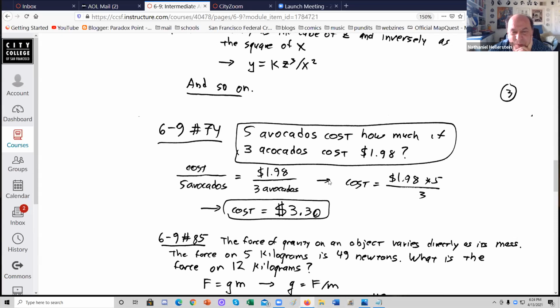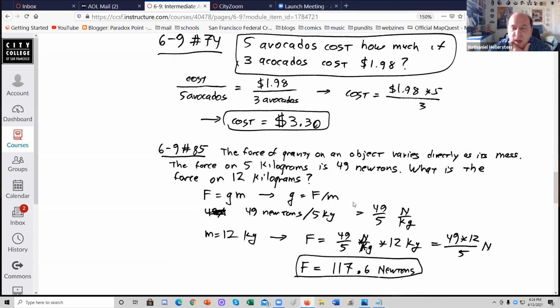Okay, an avocado problem. Anyhow, 5 avocados cost how much if 3 avocados cost $1.98? Cost of 5 avocados is to 5 avocados as $1.98 is to 3 avocados. Transposing, the cost of 5 avocados is $1.98 times 5 over 3. After some work, it's $3.30.